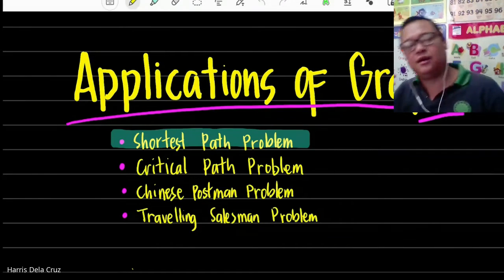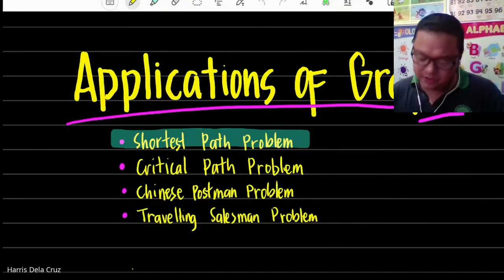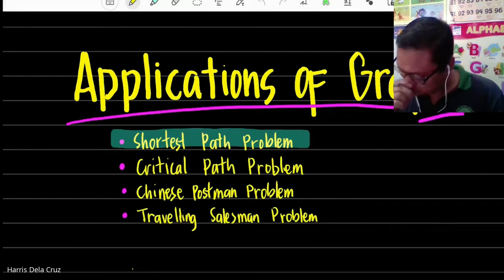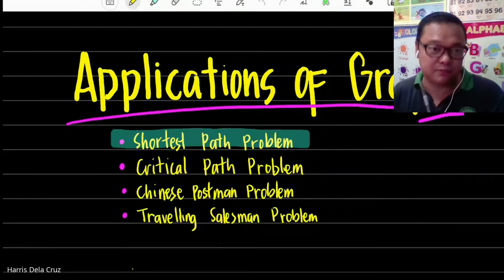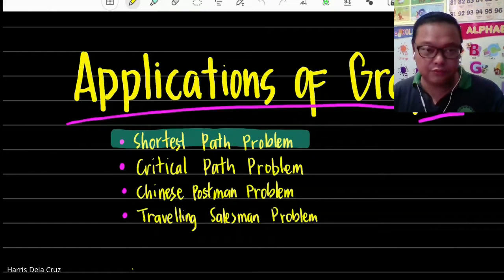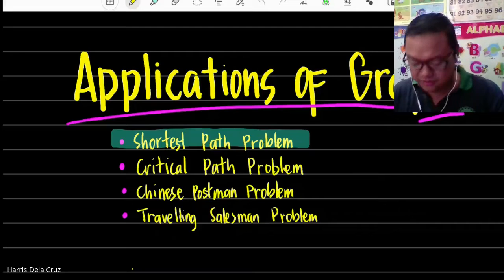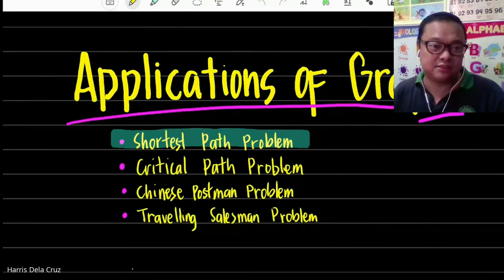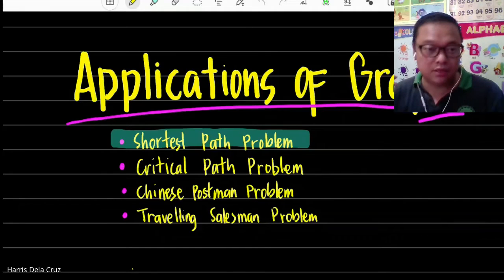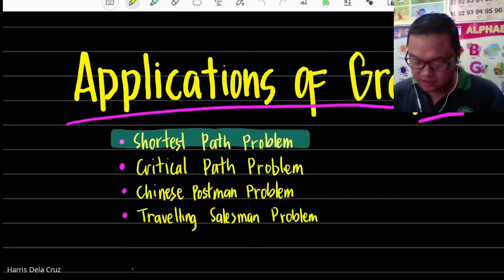Today, our lesson is about applications of graphs. The first four applications that we want to discuss are the following: the shortest path problem, the critical path problem, the Chinese postman problem, and the traveling salesman problem. If you remember during the class introduction, I already discussed a few notes about these applications, but for this session, we're going to apply certain algorithms on how we get the shortest distance, the critical path, the Chinese postman trail, and the trail for a traveling salesman.